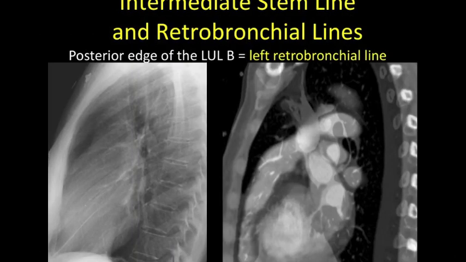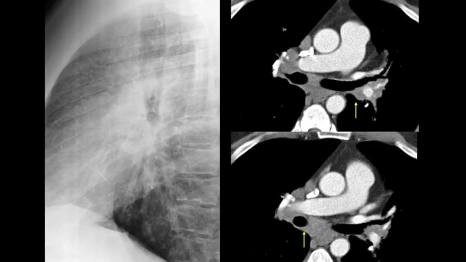If we superimpose the two images that we just spoke of, we can see how the right-sided airways, the right upper lobe, the bronchus intermedius, and the intermediate stem line course through the left upper lobe airways. The back of the left upper lobe airway has been termed the retrobronchial line, and the intermediate stem line passes through the left upper lobe bronchus.